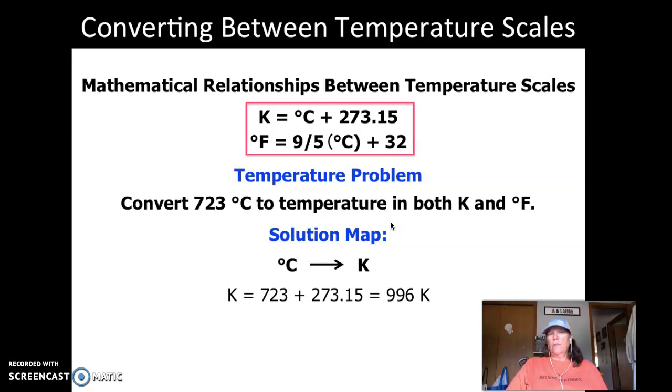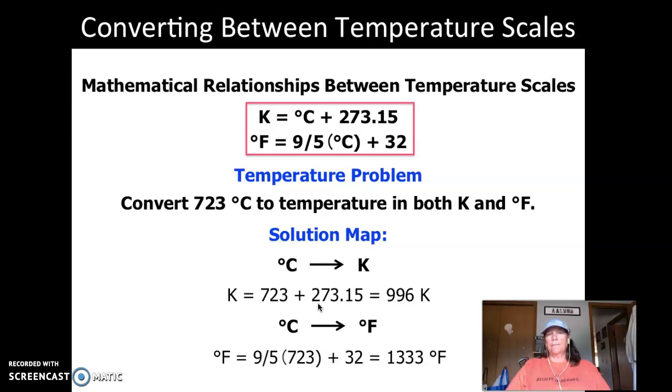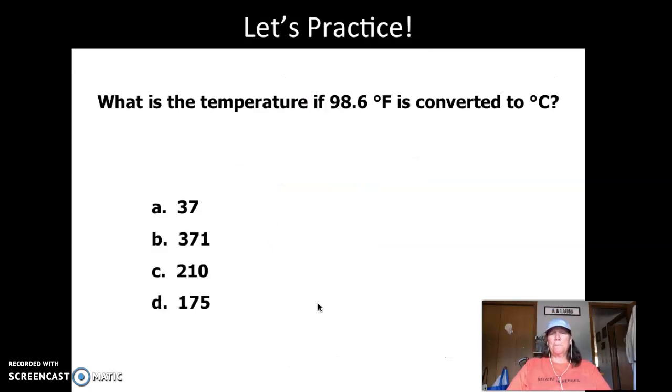Okay? So if I have 723 Celsius and I want to convert it to Kelvin, I just add 273. And again, we won't do Kelvin until we work with gases. Okay? And again, there's your crazy times 9, divide by 5, add 32. We don't use the Fahrenheit scale, so I'm not going to expect you to do a lot of conversions with it.